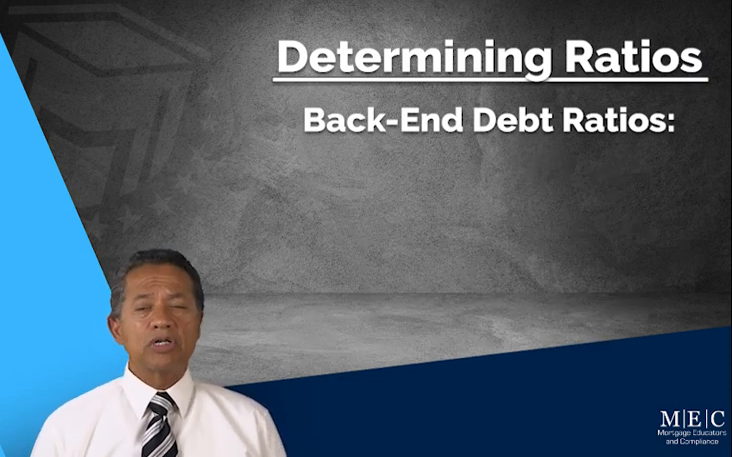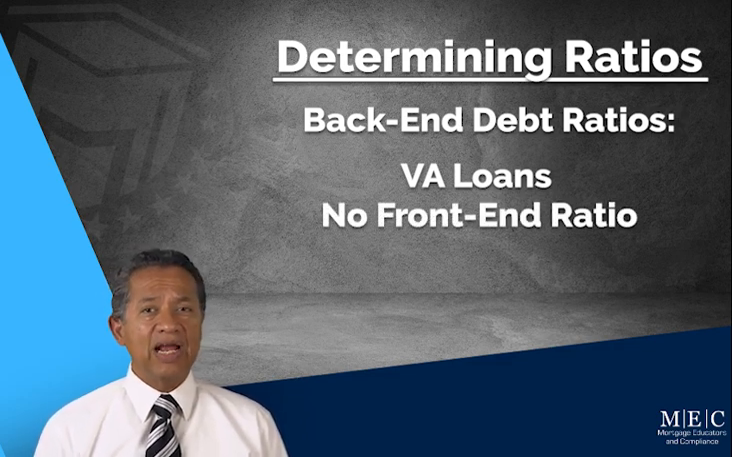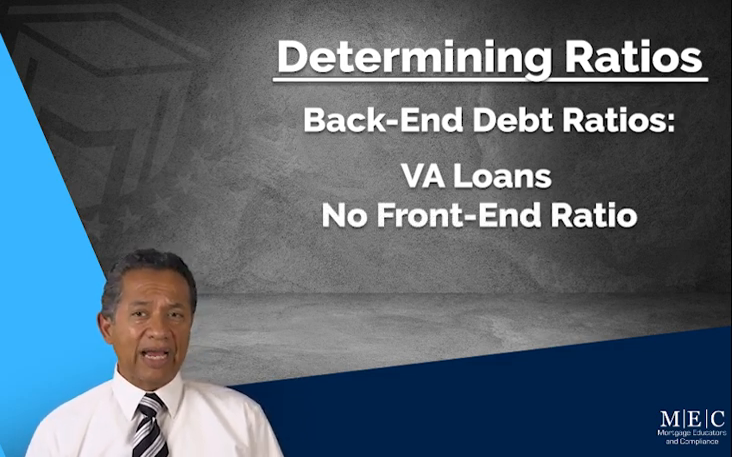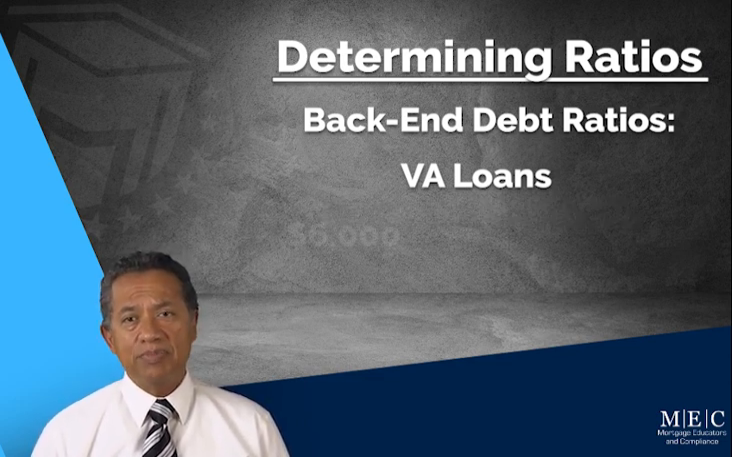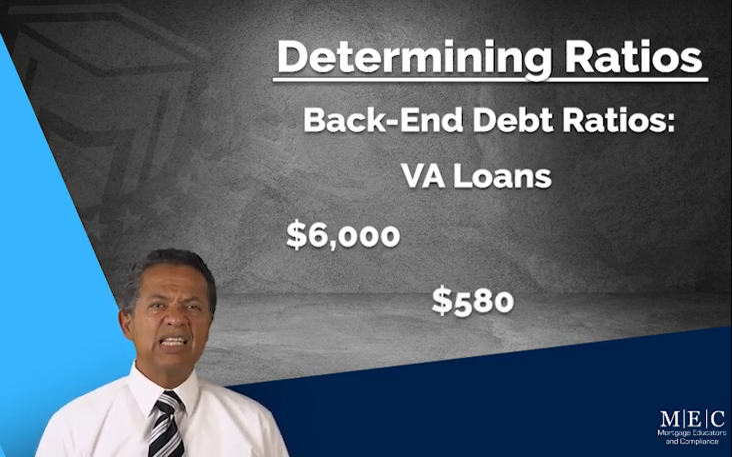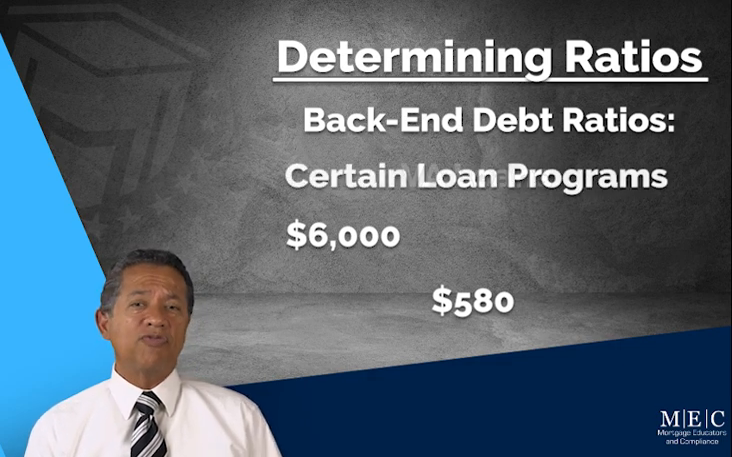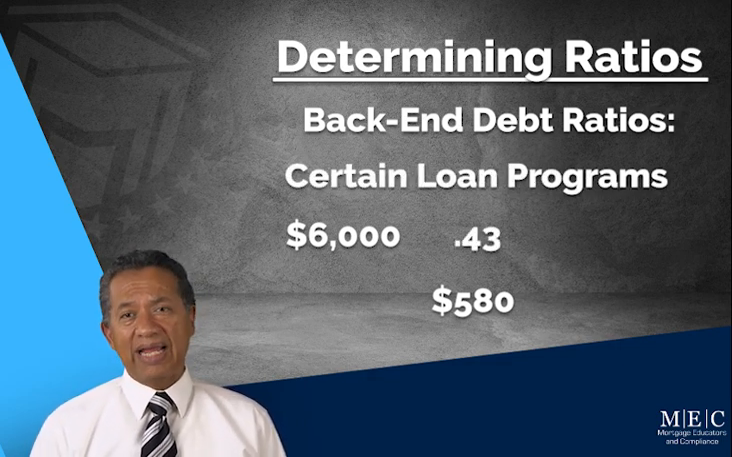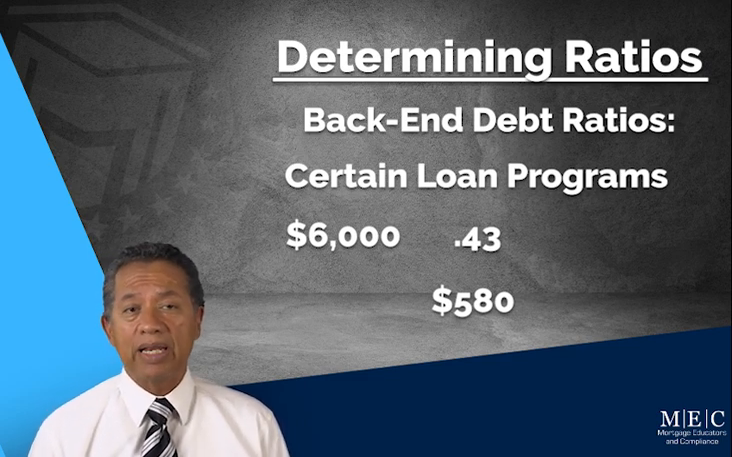Now again, some mortgage programs such as VA loans for veterans don't have a front-end debt ratio and only look at a back-end or total DTI. Using the same monthly income, $6,000, and the same debt, $580, let's see the differences in the programs. All right, so a program may go up to a 43% back-end DTI if a borrower meets certain loan guidelines, or it could even go a little bit higher.